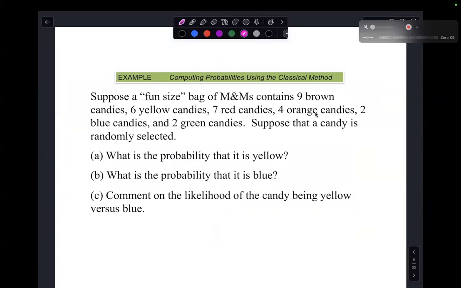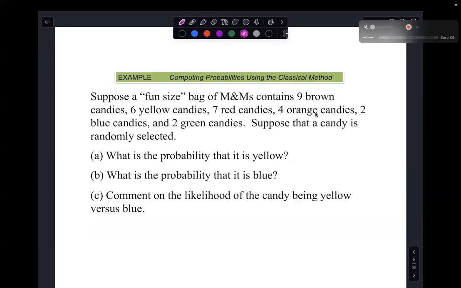So I have a fun-sized bag of M&Ms. There's 9 brown candies, 6 yellow candies, 7 red candies, 4 orange, 2 blue, and 2 green. So we are randomly selecting a candy. Even though there's different numbers of each color, every candy in the bag has an equal probability of being drawn out of the bag. So I'm going to count how many we have. There's 15, 22, 26, 28, 30. So there are 30 candies.